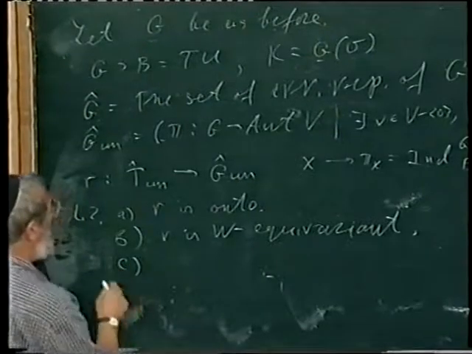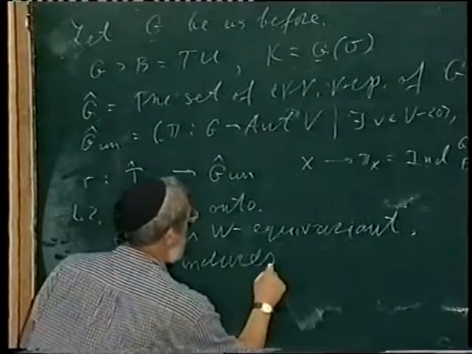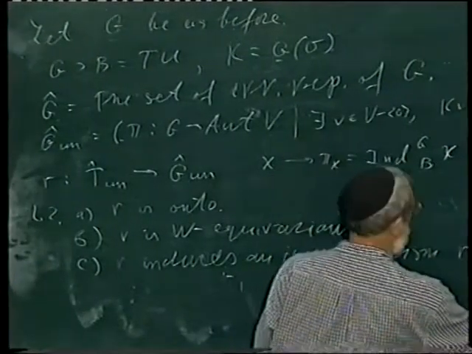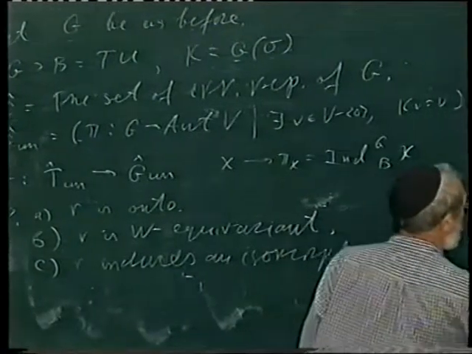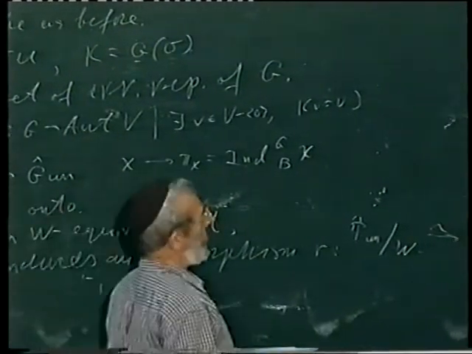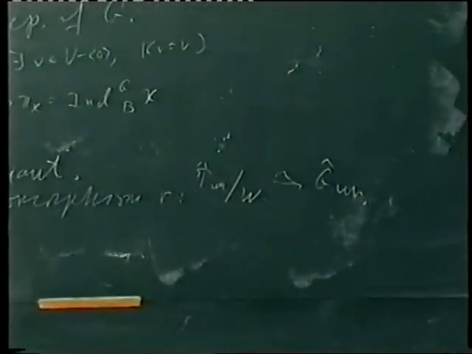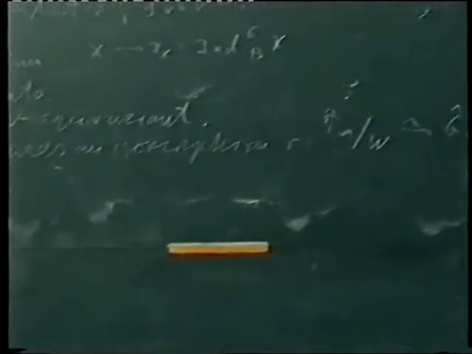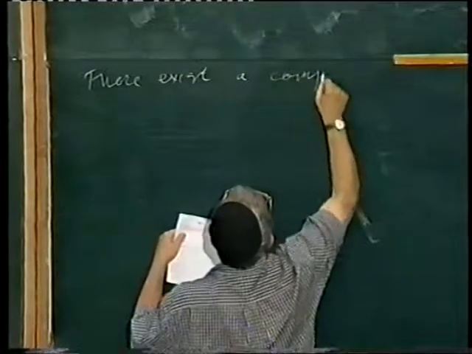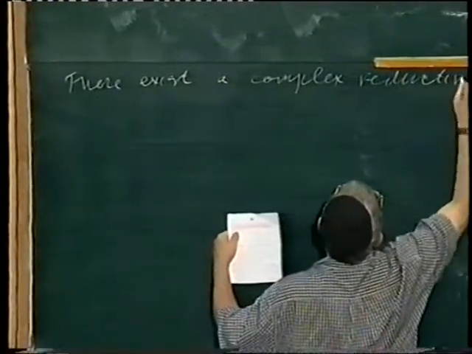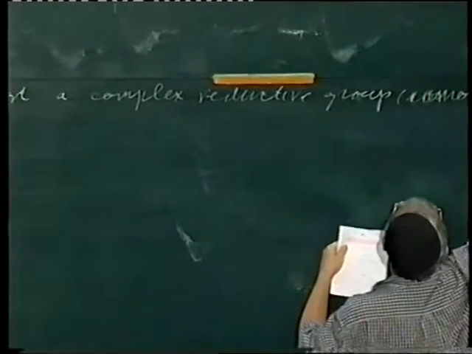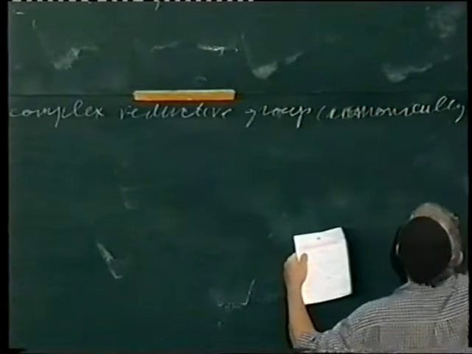And C, R induces an isomorphism, which are also known as I, on T unramified mod W, an isomorphism in G unramified. Now there is the following step. There exists canonically, so it's a complex group. So the canonical one. Define. I will not go into the definition.